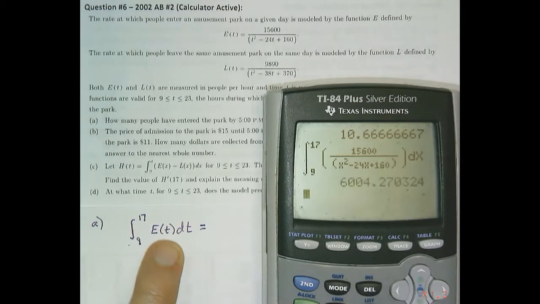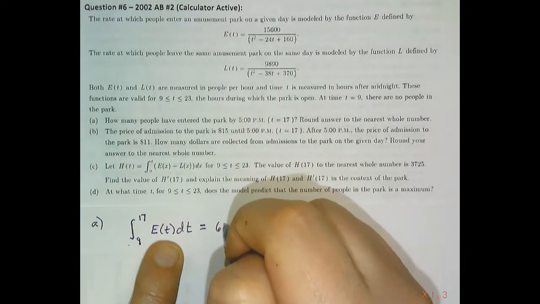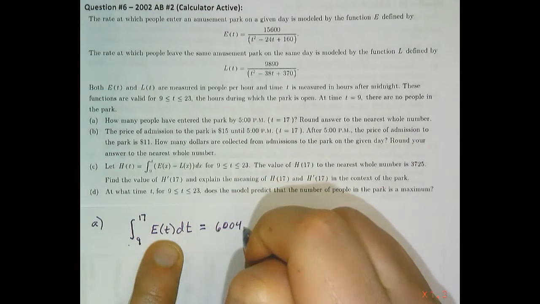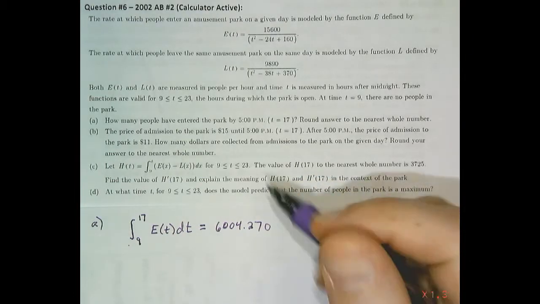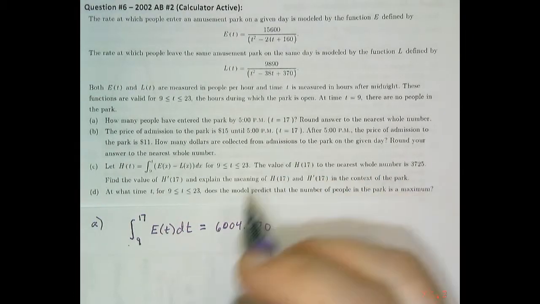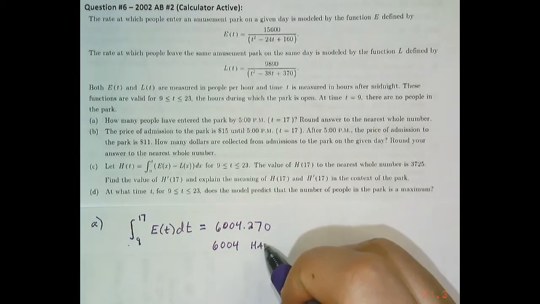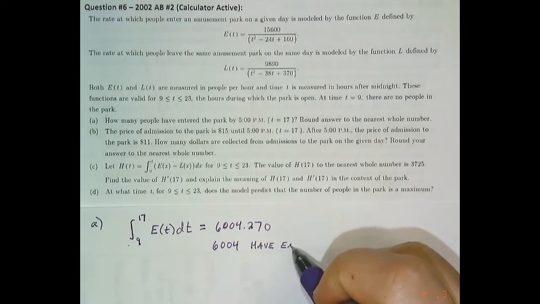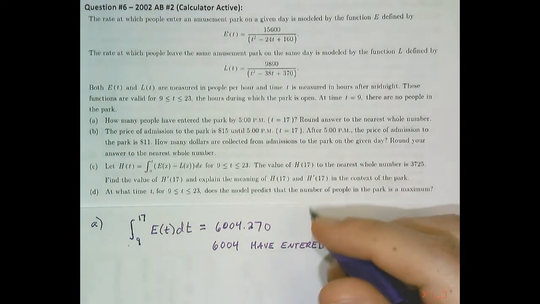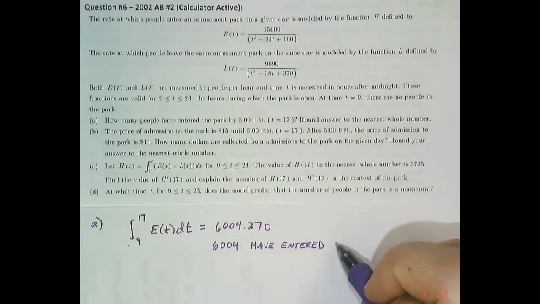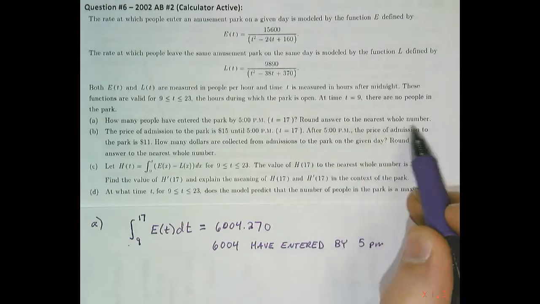When I integrate this, I get an answer of 6004.270. Now, obviously, there's no such thing as a fraction of a person, so 6,004 people have entered the park by 5 p.m. Round the answer to the nearest whole number.